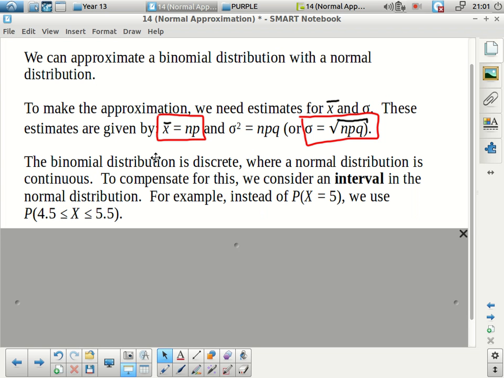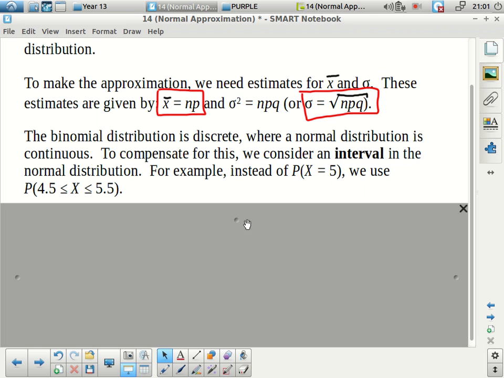So to make the conversion from one to the other, to kind of treat the normal distribution as a bar graph, we have to create intervals. To compensate for this, we consider an interval in the normal distribution. For example, instead of just saying P(X = 5), we're going to go between 4.5 and 5.5.